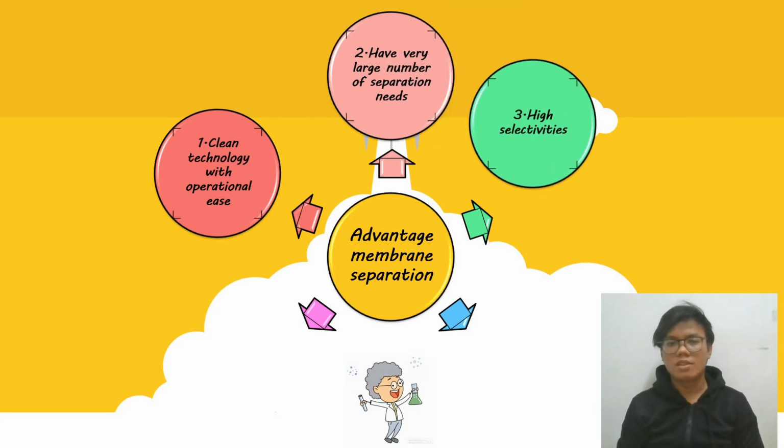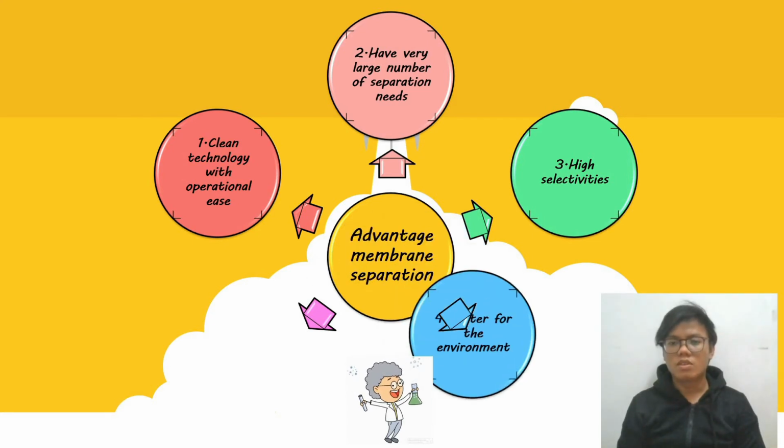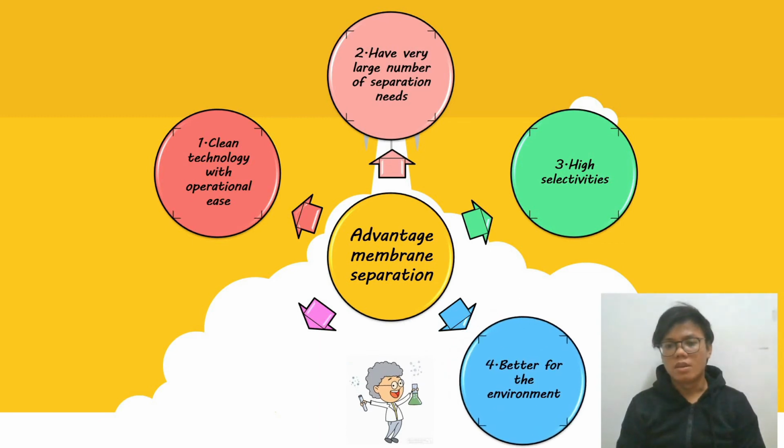Number 3 is high selectivities. Membranes can be produced with extremely high selectivities for the component to be separated. In general, the value of this selectivity is much higher than a typical value for relative volatility for distillation operation. Number 4 is better for the environment. Membrane processes are potentially better for the environment since the membrane approach requires the use of relatively simple and non-harmful materials.